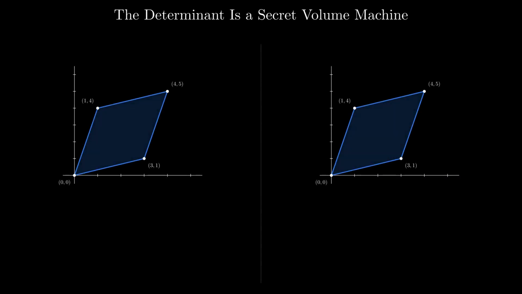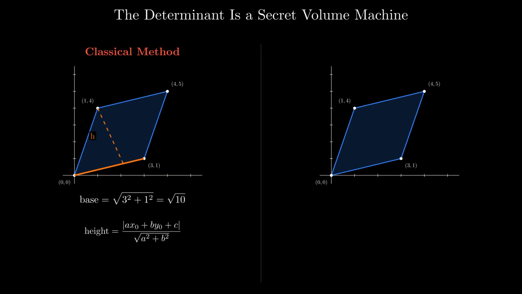Here's a parallelogram on a coordinate grid with vertices at the origin, (3, 1), (1, 4), and (4, 5). What's the area? The classical approach says compute the base length, that's the square root of 3 squared plus 1 squared, which gives the square root of 10. Then find the perpendicular height, another square root, maybe some trigonometry. The numbers pile up fast.